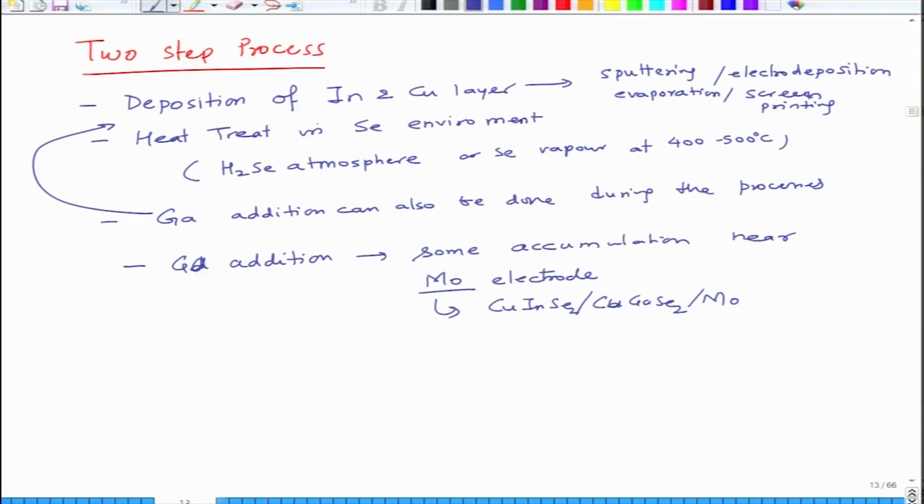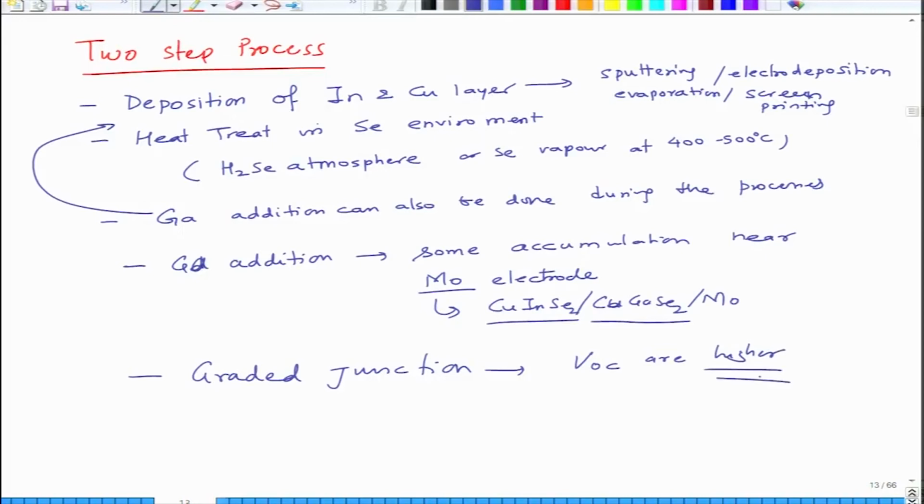So, near Mo first you have CuInSe2, then you have CuGaSe2, then you have CuInSe2. This tends to improve the adhesion. Okay. So, this is sort of a graded junction you will make. So, first a layer of CuGaSe2, then a layer of CuInSe2. You can do it this way, but you can also do it together. Generally, if you have a graded junction like this, then voltages are higher. It is a very well standard process.